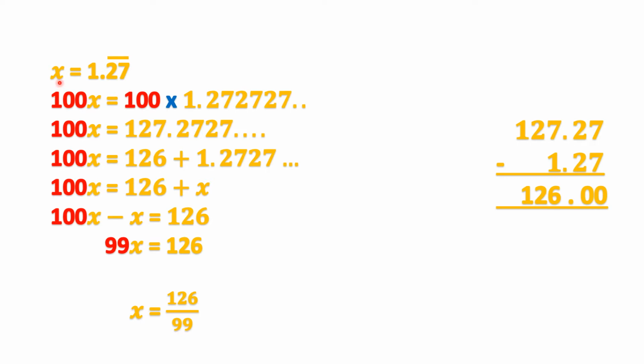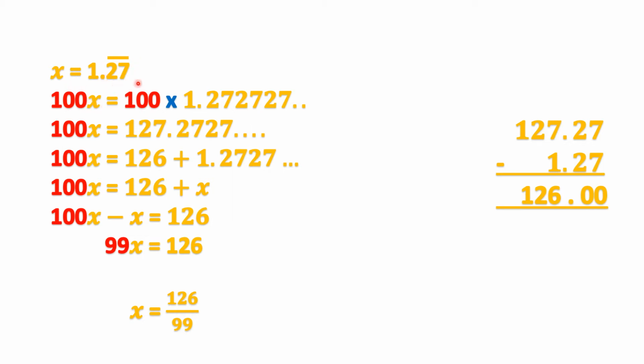Now here I have taken the number 1.27 bar. 27 bar means 27 is repeating. So this number is 1.272727, etc. Right? Now here I have taken x is equal to 1.27 bar. Why is that? Because that is how we are supposed to do, right? Whatever number is given, we need to take it as x first, right?